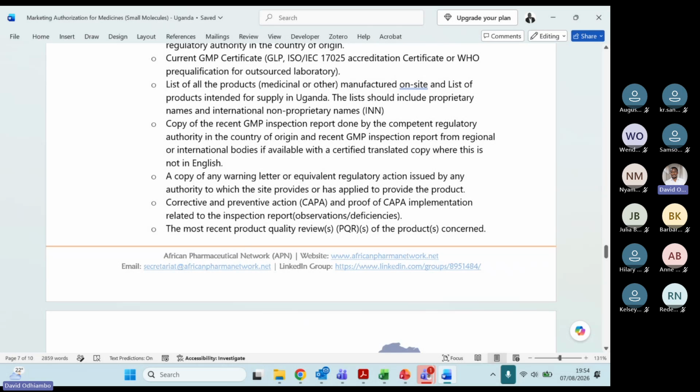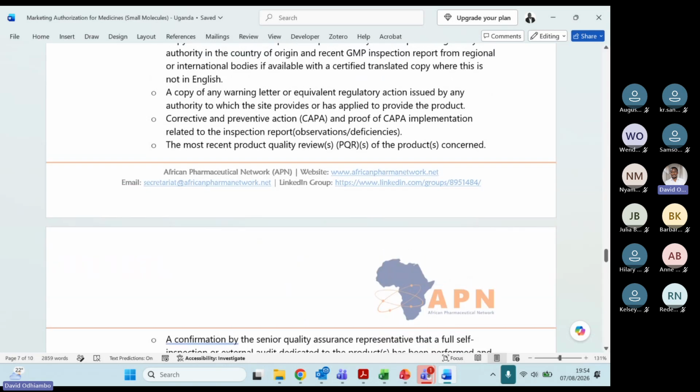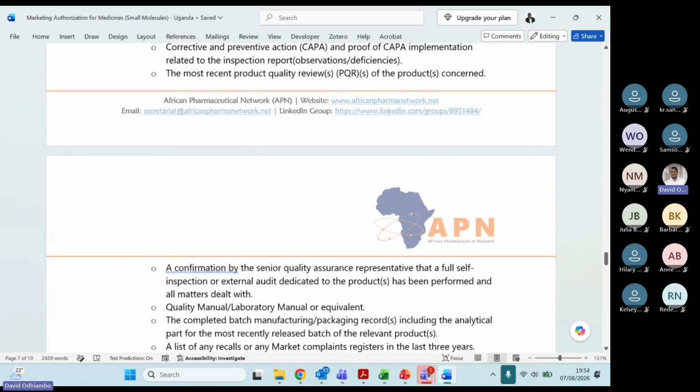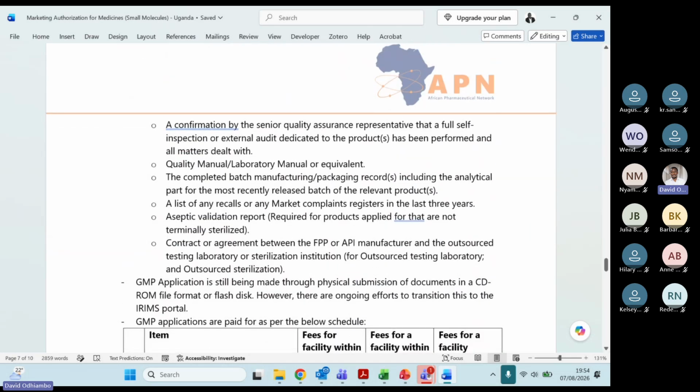And the essence of it is to find out what were the findings of that inspection, what were the gaps, and what is the room for improvement. If there has been any warning letter, you need to be able to share that. If you had corrective and preventive actions, how we implemented them, and you need to give a report of that implementation. Product quality reviews needed.